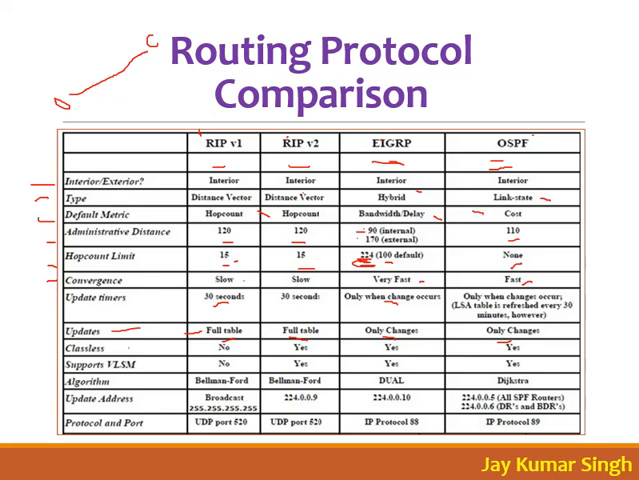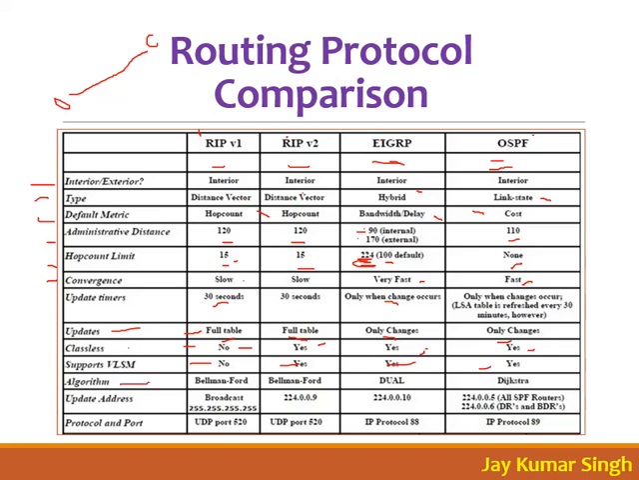Now classless. You know classless and classful. Classful means default IP, /8, /16, /24, and classless is subnetted IP. So RIP version 1 does not support classless, no subnetting, only classful. But RIP 2 supports classless, meaning subnetted. EIGRP supports it, yes, OSPF also supports it. VLSM is the same as subnetting. Then these are algorithms, forget about this.